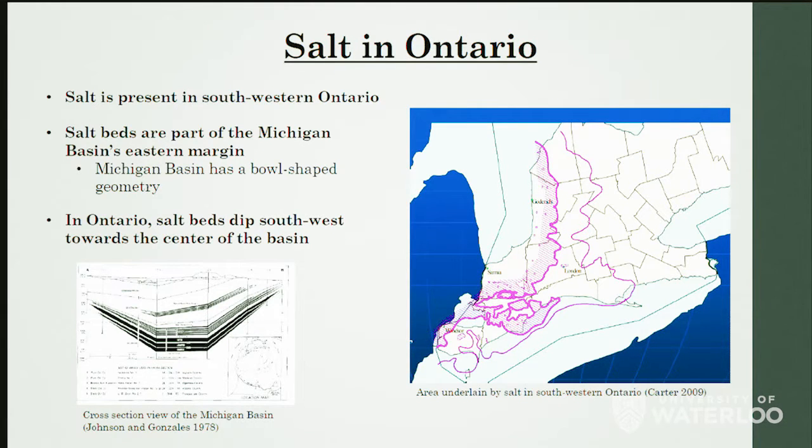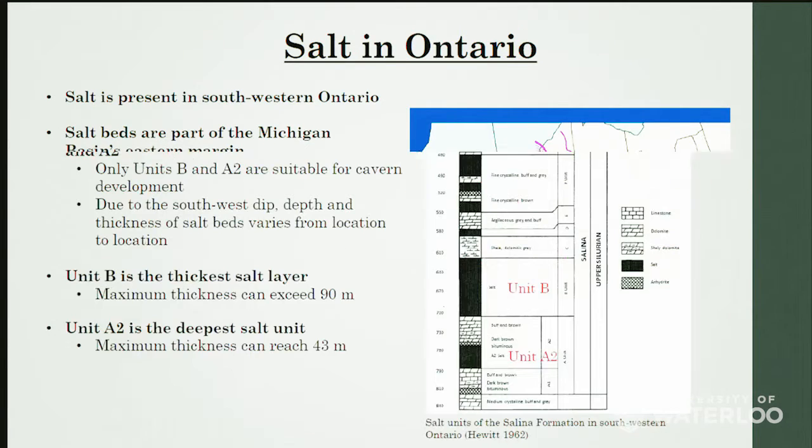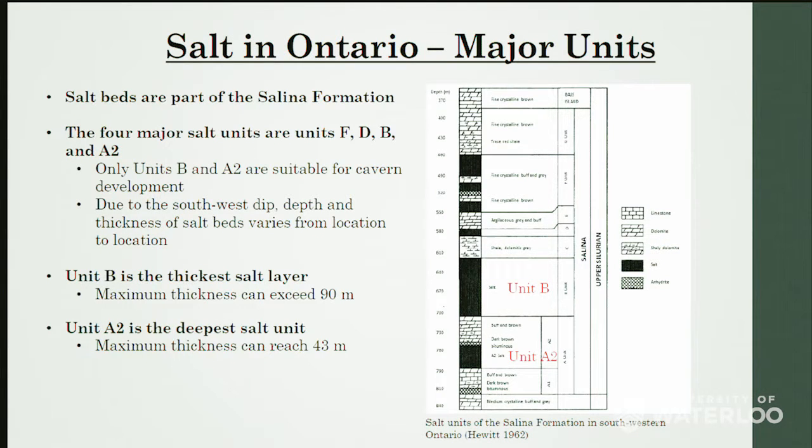Salt beds are part of the Salina Formation. On the stratigraphic column here, we can see that there are 4 major salt-bearing units: units F, D, B, and A2. Out of these 4 units, only unit B and unit A2 are thick enough to have salt caverns. Unit B is the thickest salt layer. It has a maximum thickness of around 90 meters. And unit A2 is the deepest, with a maximum thickness of 43 meters.